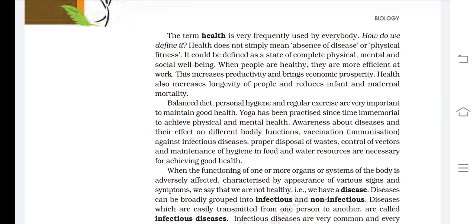Balanced diet, personal hygiene, and regular exercise are very important to maintain good health. Yoga has been practiced since time immemorial to achieve physical and mental health. Awareness about diseases and their effects on different bodily functions, vaccination or immunization against infectious diseases, proper disposal of waste, control of vectors, and maintenance of hygiene in food and water resources are necessary for achieving good health.